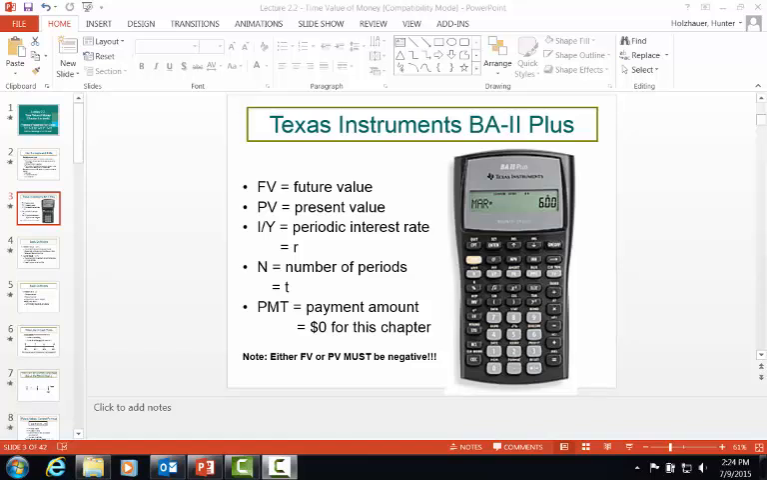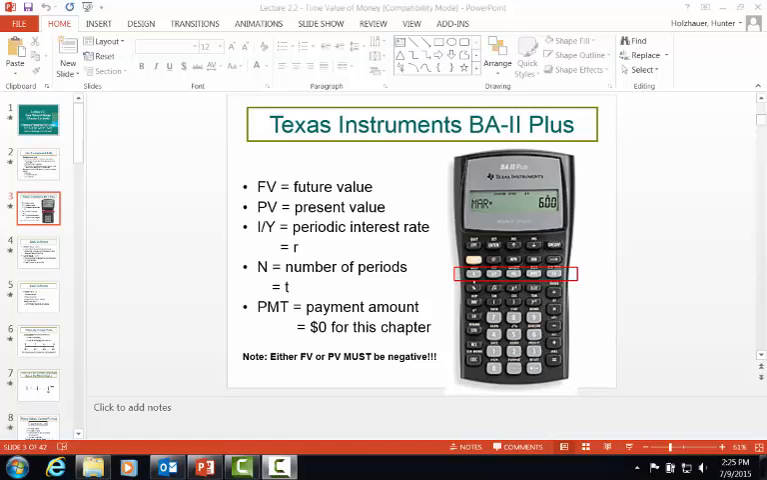And as you can see, in the long rectangle there, I have drawn attention to the time value of money row. These are the buttons that I was talking about previously. So let's go over them one more time since they are so important for today's lecture and for this class.